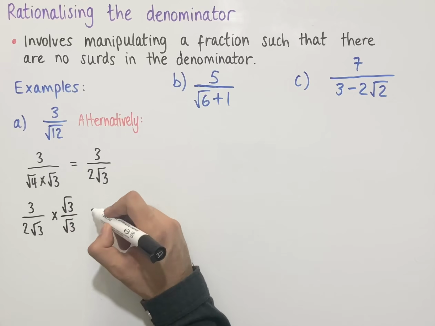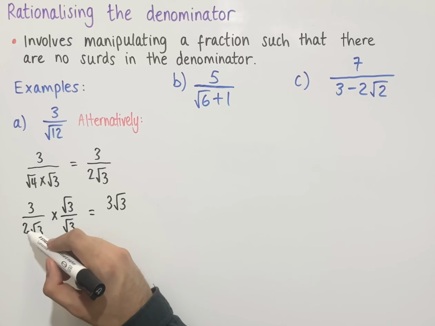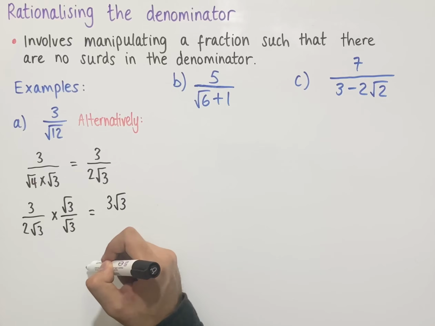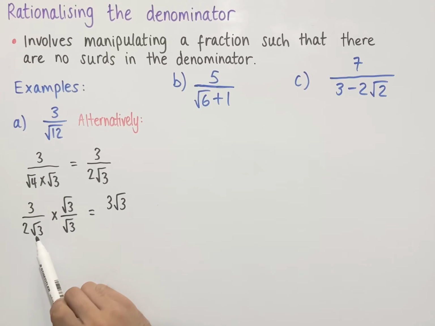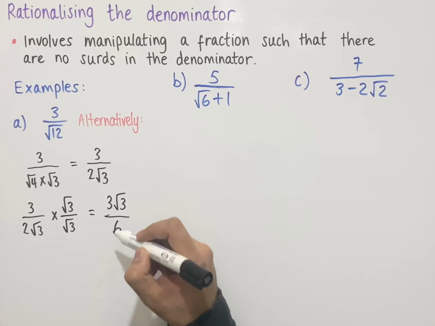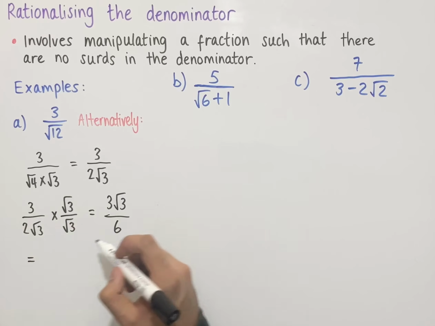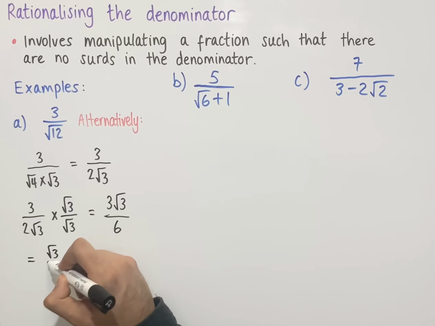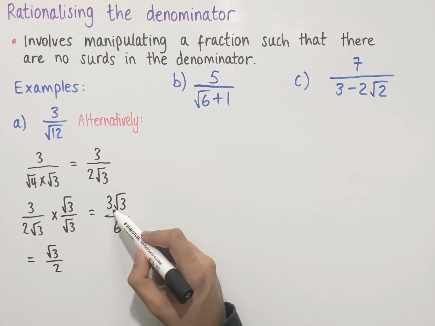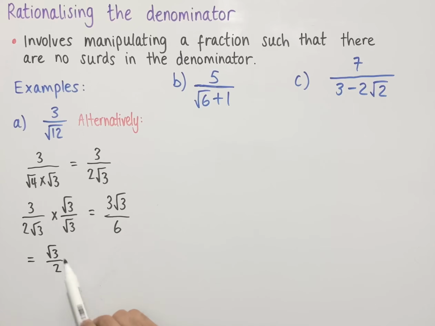3 times root 3 gives us 3 root 3, and then we have 2 root 3 times root 3. So this leaves us with root 3 times root 3, which is 3, and then 3 times 2, which is 6. And now finally, if we simplify this fraction, we end up with root 3 over 2, since 3 goes into 3 once and 3 goes into 6 2 times. And this is exactly the same answer that we got using the previous method.